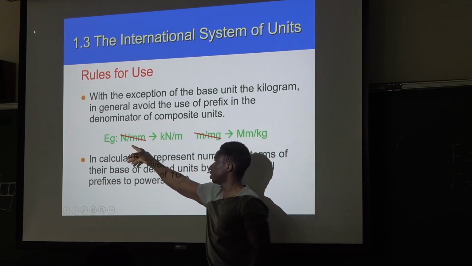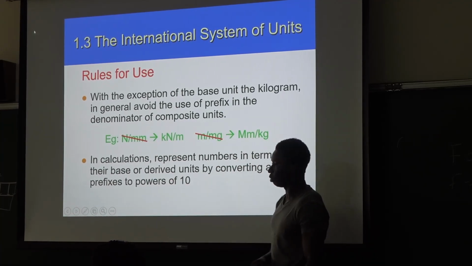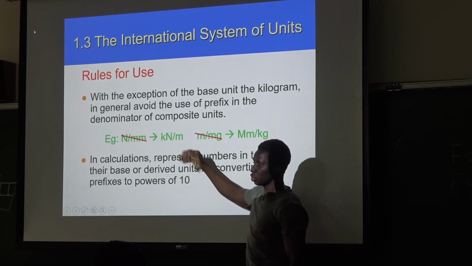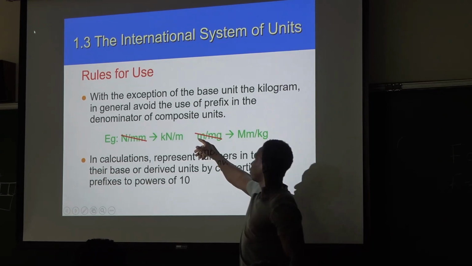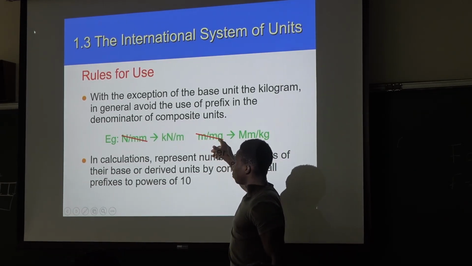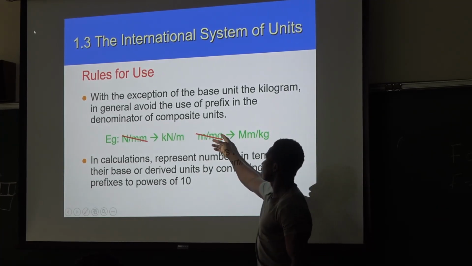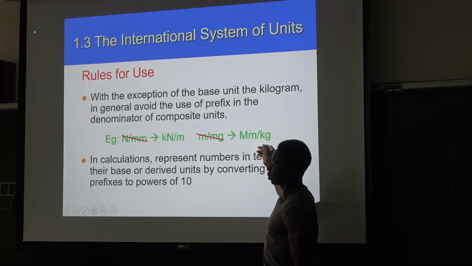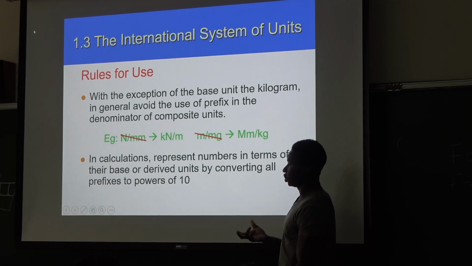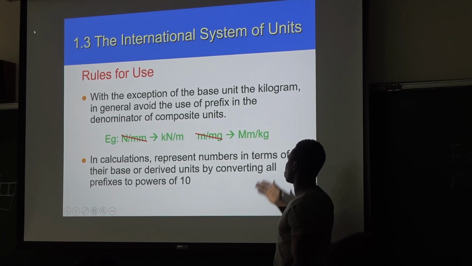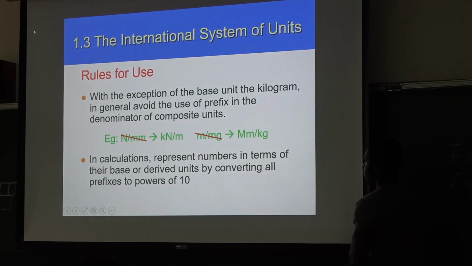So you can try to change this Newton to kilonewton and make sure that the denominator, that is the value at the bottom, is in meter. So our base units will be meter, kg, and second. Or here we have m per mg, milligram. So mega, and then we change these milligram to kg. So it's just a suggestion or a recommendation that engineers will typically follow. That is to make sure that the value at the bottom is in the base unit, not a prefix.